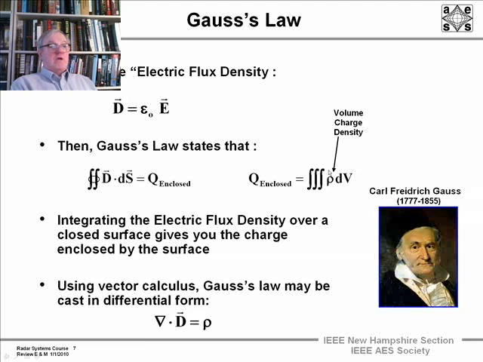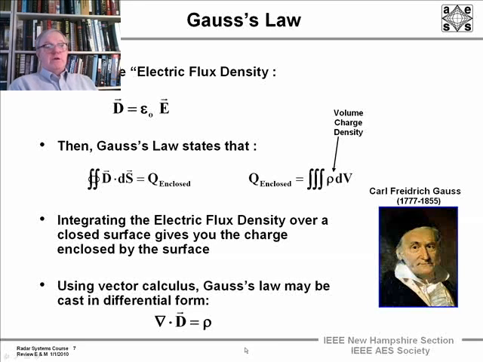Okay, so the volume charge density here is rho. And if you integrate the electric flux density over a closed surface, it'll give you the charge that's enclosed in the surface. And it could be a collection of charges or what have you. Cast using vector calculus, which I said we're going to need because I'll be going back and forth, Gauss's law may be cast in its differential form. The divergence of the electric flux density is the charge density.